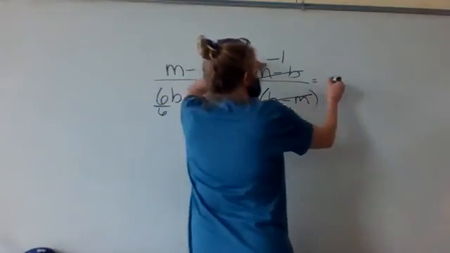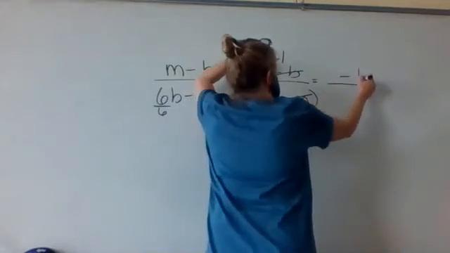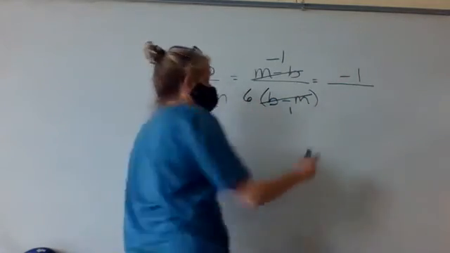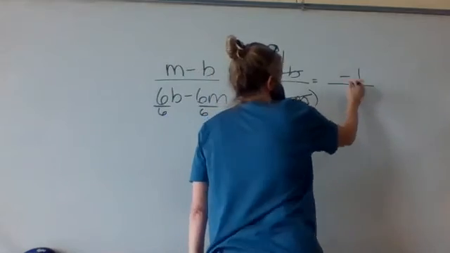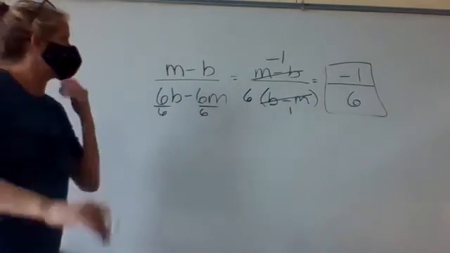So what's left in the top here? Negative 1. What's left in the bottom here? 6 and 1. If I multiply, it just leaves me with 6. So your answer would be negative 1 over 6. Okay, so that's the last problem.